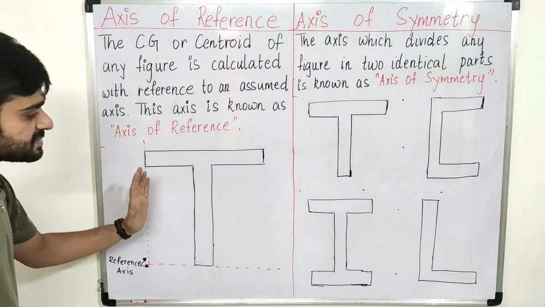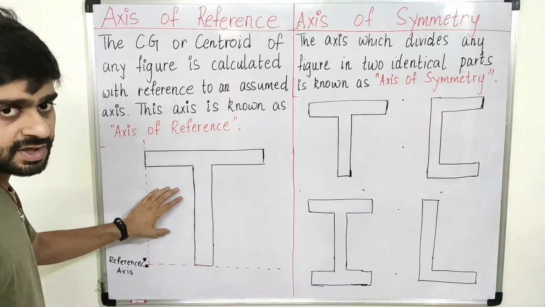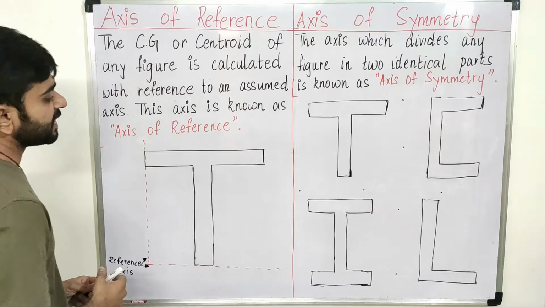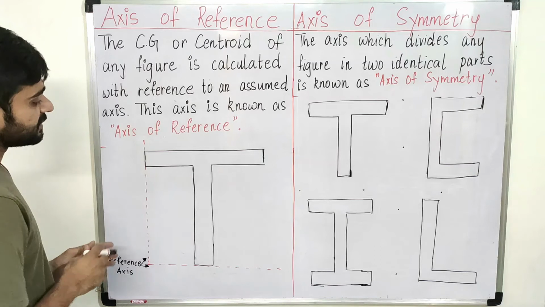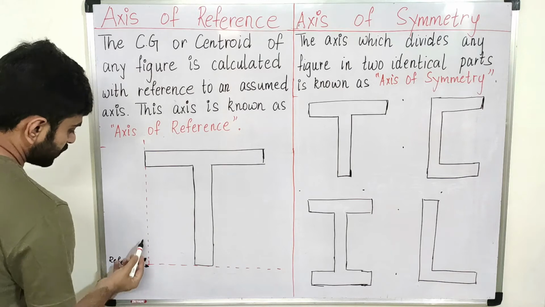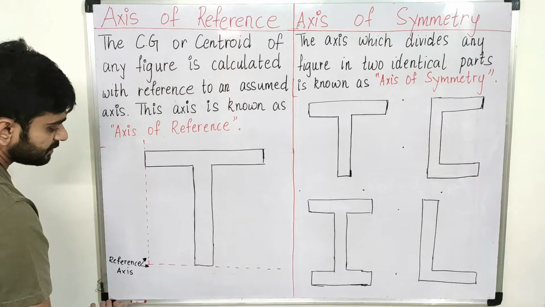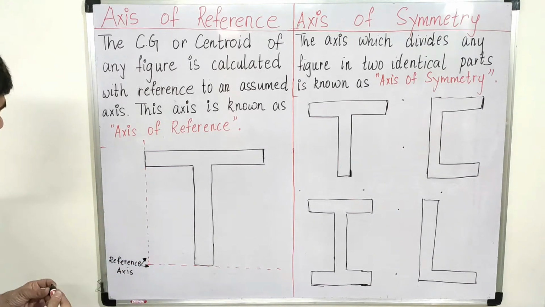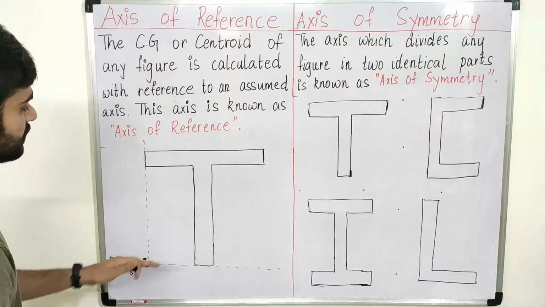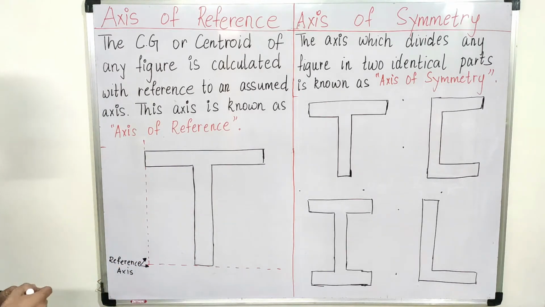For example, if we are asked to find the centroid for this T section, then our first step is to draw a reference axis with reference to which we will be finding the CG, that is, the coordinates in x and y direction. These two axes, vertical and horizontal, on the extreme left and the extreme bottom, which I have drawn here, will be our first step. So now we know how to draw a reference axis: on the extreme left-hand side a vertical line, and at the extreme bottom a horizontal line.